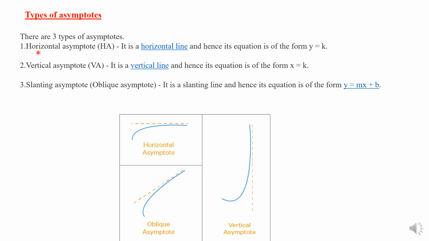The second type is the vertical asymptote. It's a vertical line. This is a vertical asymptote, and hence its equation is in the form x equals k. Now, the oblique asymptote, or slanting asymptote, is an oblique line, so its equation is in the form y equals mx plus b.